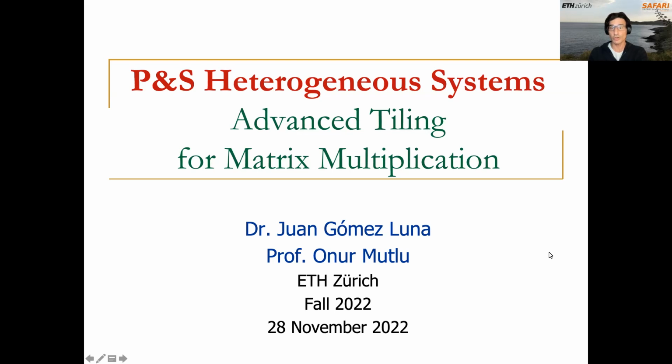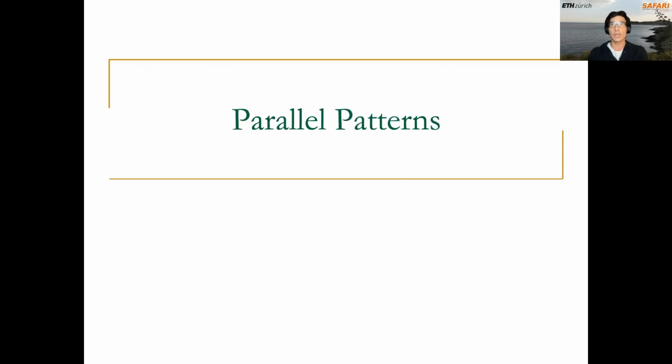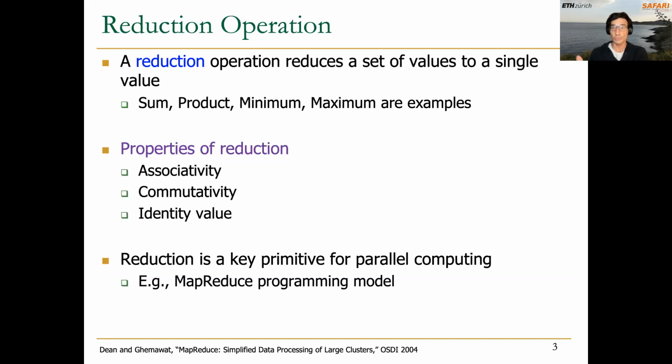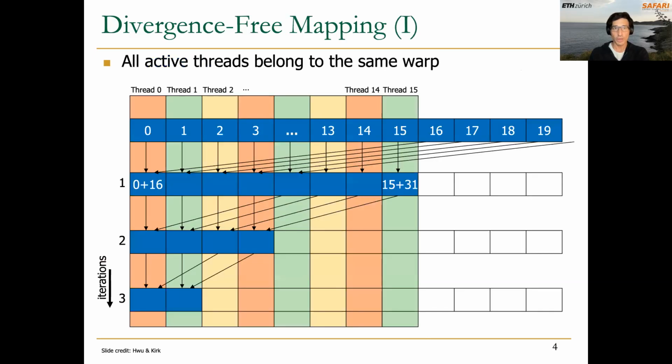what we have covered so far regarding parallel patterns, the part of the course that we started after giving the basics of GPU programming. In these parallel patterns, we started with the reduction operation. That is an operation that reduces a set of values to a single value. The properties of reduction are associativity, commutativity, and identity value, and reduction is a key primitive for parallel computing.